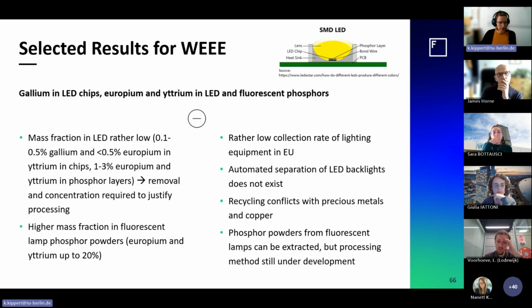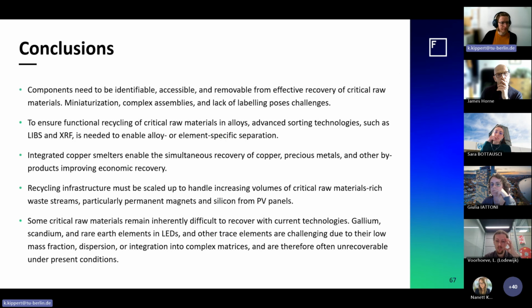Then I come to the conclusions. What is really important for recoverability is that components are identifiable, accessible, and removable. Miniaturization and complex assemblies pose challenges for this. To ensure the functional recycling of the critical raw materials in alloys, we need advanced sorting technologies, for example, LIBS or XRF.